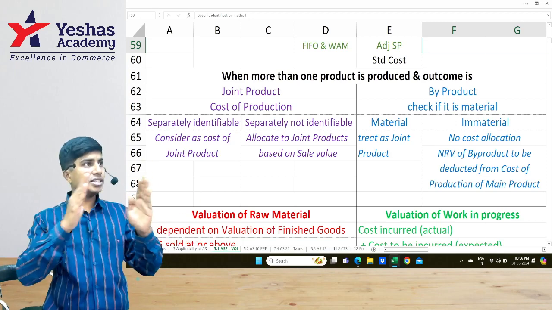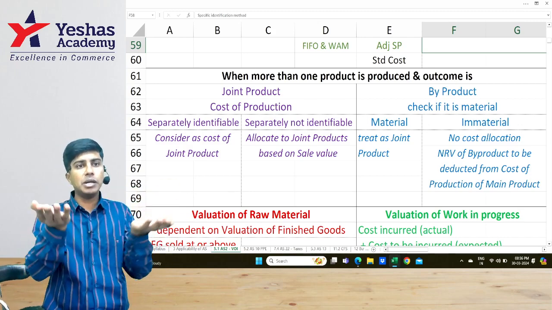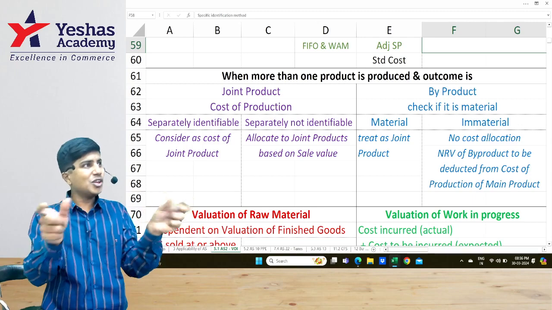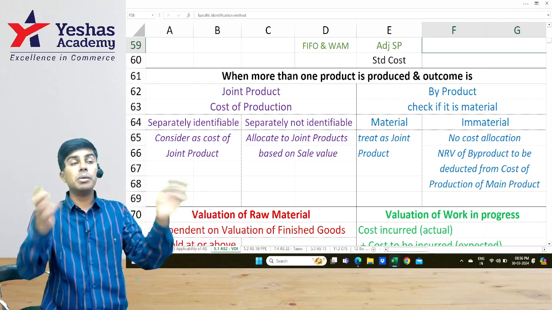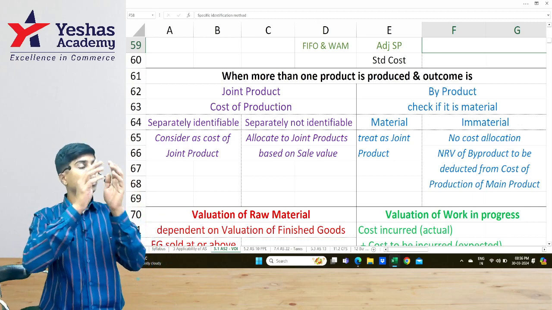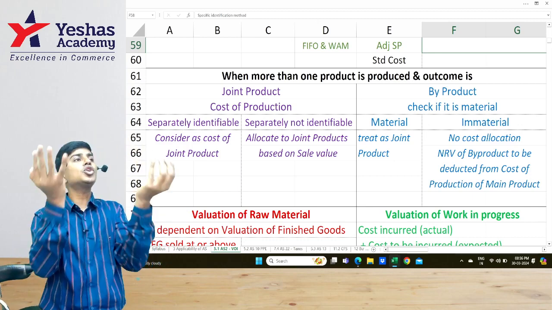If that expenditure is incurred after the split off point, after you split and then started processing both the items separately, then you have separate costs, allocate that cost to them. If this expenditure is incurred before the split off point, that is when the processing is happening together for both the products, that has to be apportioned to both the products.